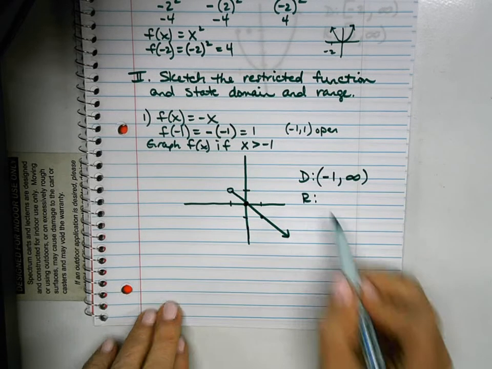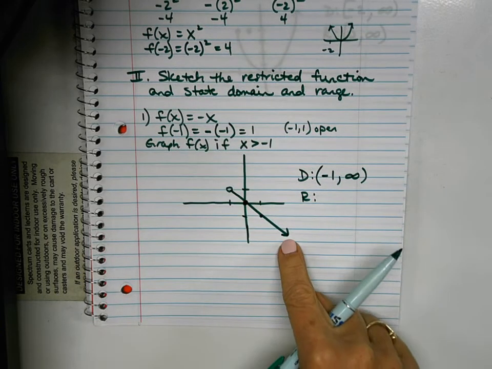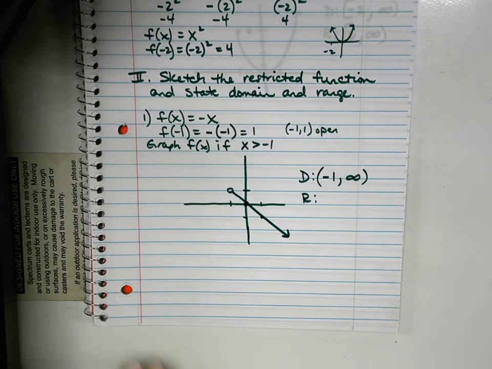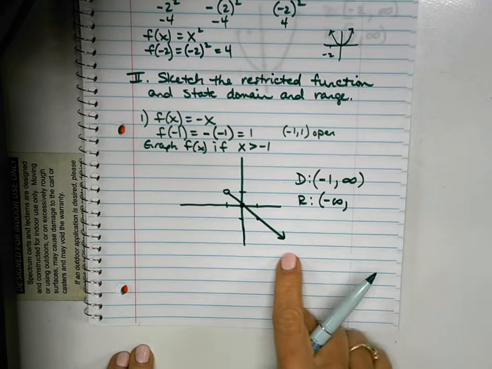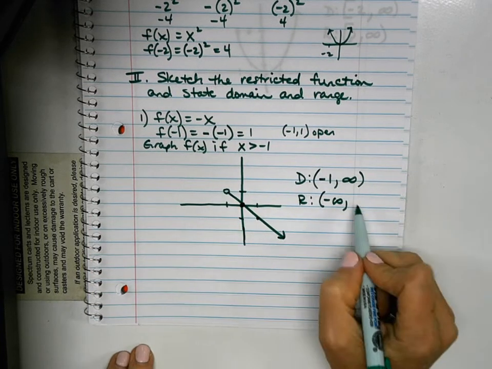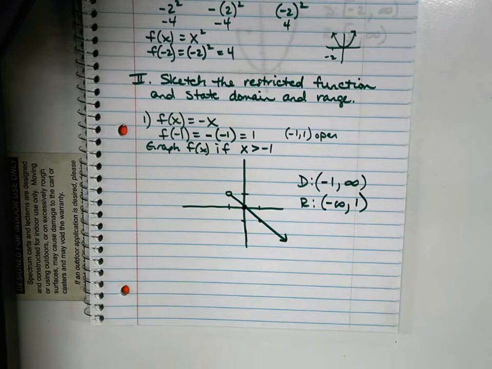Okay, range. What's my lowest y? What's the lowest this goes? -infinity, just keeps going down, right? So -infinity is my lowest y. What's my highest y? 1. Does it hit it? No, so we'll put a parentheses. Open circle means parentheses, right?